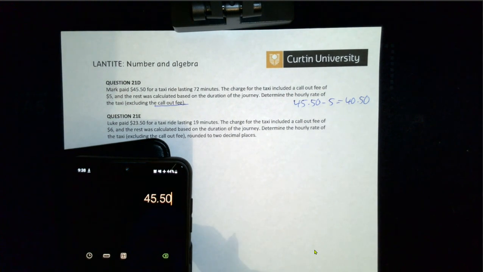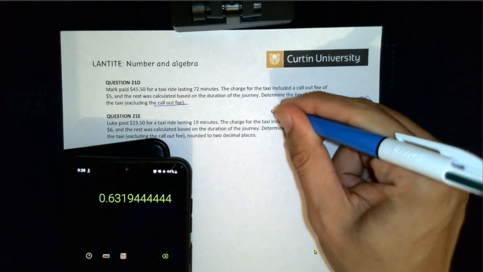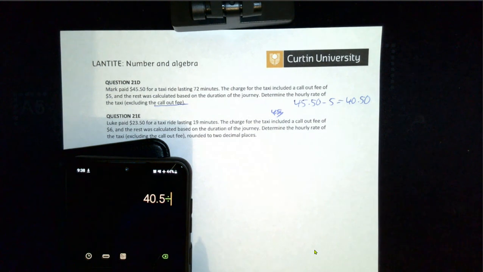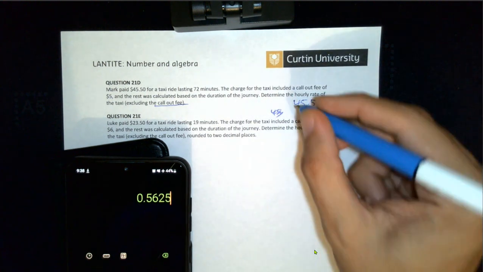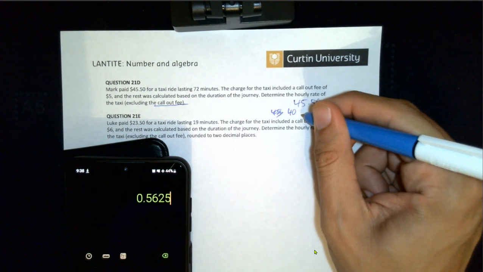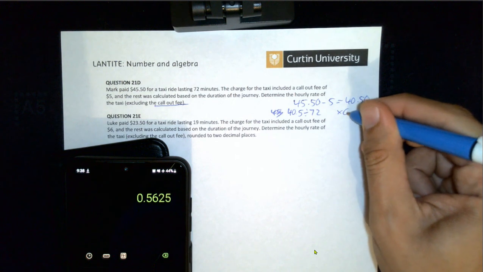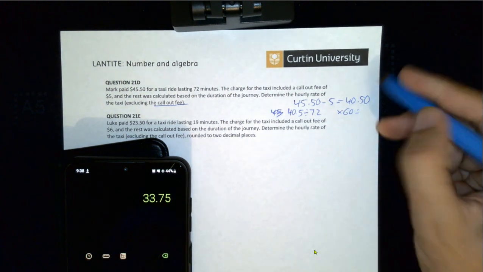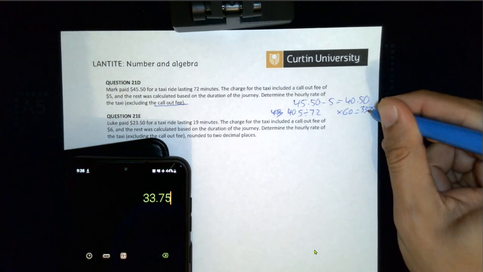45.50 divided by 72. And then I need to, actually did I put in the wrong number? $40.50 divided by 72. And then need to multiply that. So 40.5 divided by 72, and then afterwards I've got to multiply that answer by 60. Times 60, 33.75. The answer for that one.